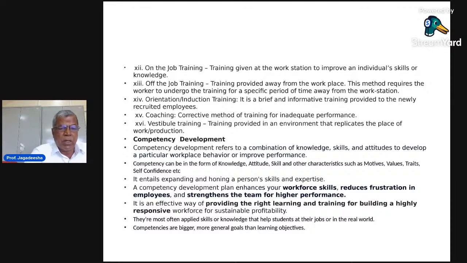Yesterday, I was talking about the different concepts of training and development. There are about 16 different concepts, wherein I was able to touch upon almost 15 of them. Coaching, I was talking about. In the case of coaching, as you know, this can be applied to various walks of life, more particularly coaching in the educational institution and coaching in the cricket academy, maybe sports and games, whatever.